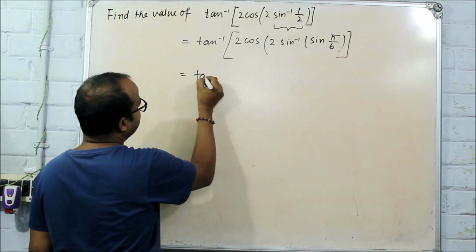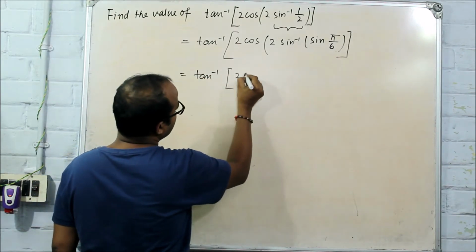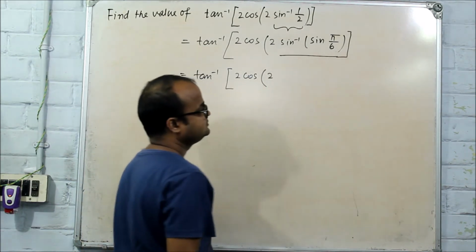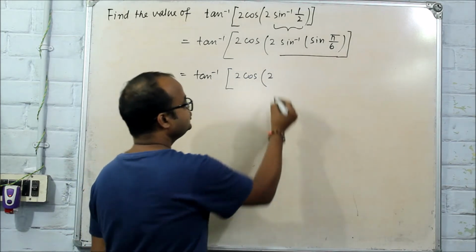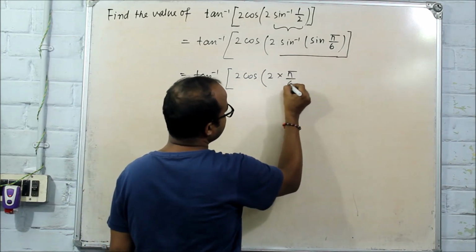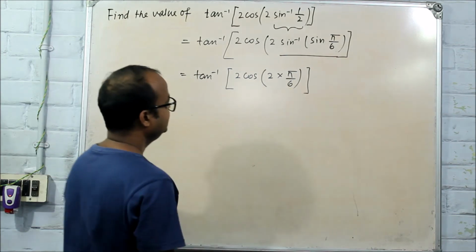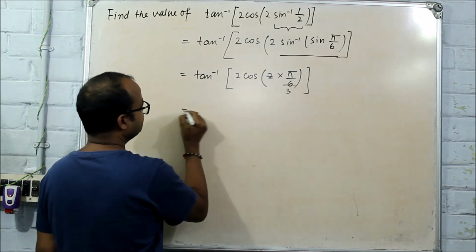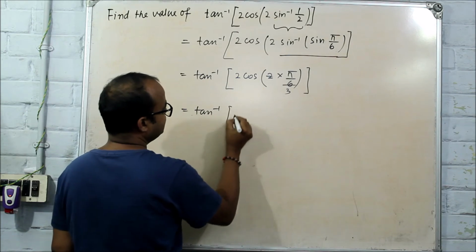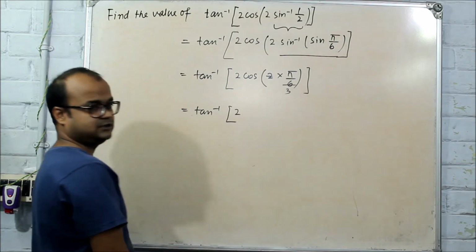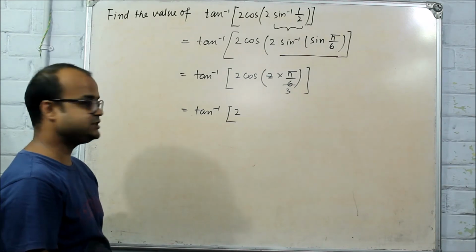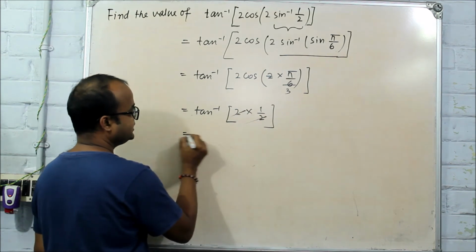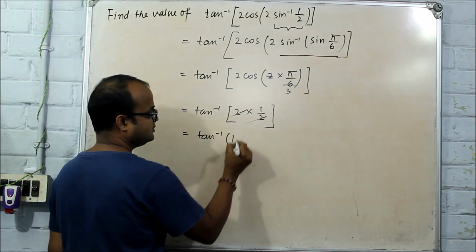So this is equal to tan inverse of 2 cos of 2 sine inverse sine theta. Sine inverse sine theta is equal to theta. So 2 into pi by 6. Now if you cancel, 2 ones are 2, 2 threes are 6, so you get cos pi by 3. So tan inverse of 2 cos pi by 3. Cos pi by 3 means cos 60. Cos 60 value is 1 by 2. This 2 and this 2 will get cancelled. So you write tan inverse of 1.